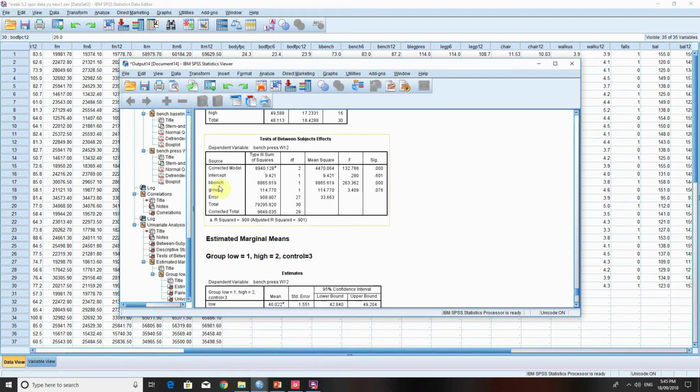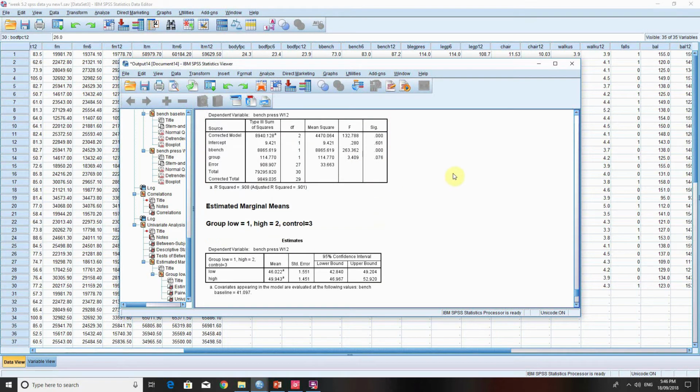Firstly, there's this baseline bench press row. This doesn't tell us anything about the significance of the overall test, because what we're looking for is there a difference in week 12 scores? What the baseline significance here tells us was that yes, this variable was having a significant effect on the results of the ANOVA, which is why we ended up doing an ANCOVA.